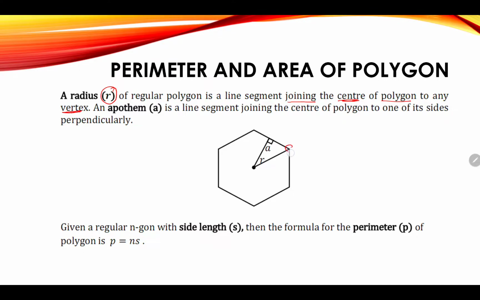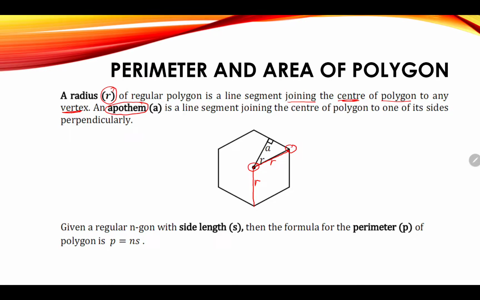So let's say dekat sini vertex yang ni, so kita ada center, so kita joinkan center dengan vertex ni, so this is our R. Okay, yang ni pun R juga, center with vertex, so kita dapat R dekat sini. R is the radius.